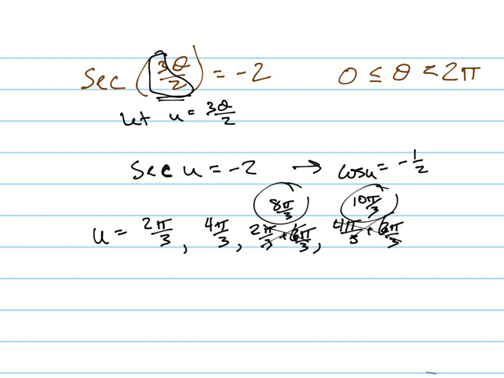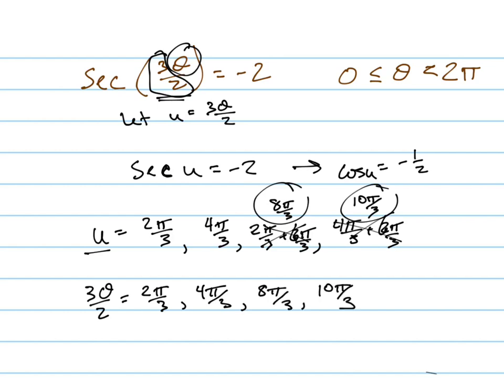Okay, so, but we're not done, remember, because I'm trying not to solve for u, I'm trying to solve for theta. So let's substitute theta in, ready? 3 theta over 2 equals 2 pi over 3, or 4 pi over 3, or 8 pi over 3, or 10 pi over 3. Make sense?